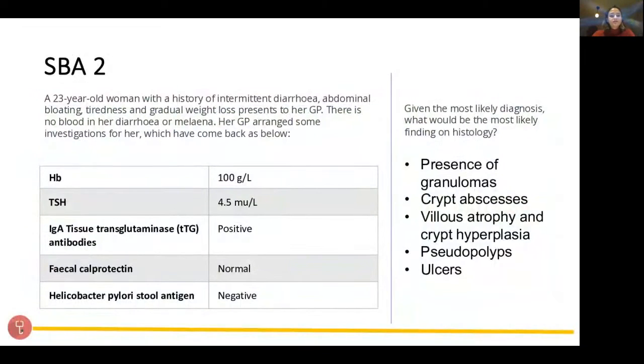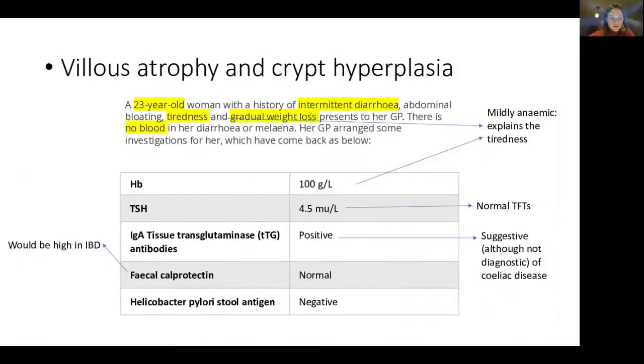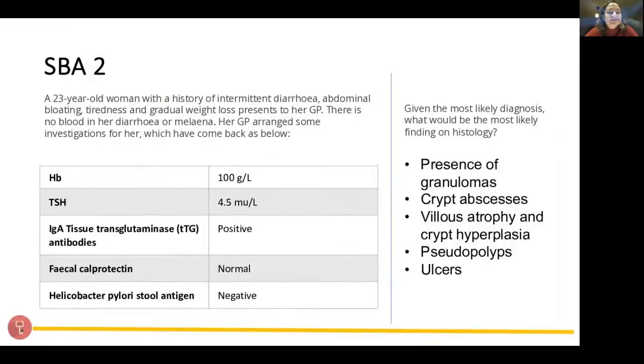Okay, this is the second question. Oh, no, sorry. I'm sure you didn't see that. So I'll give you a minute to answer this one as well.